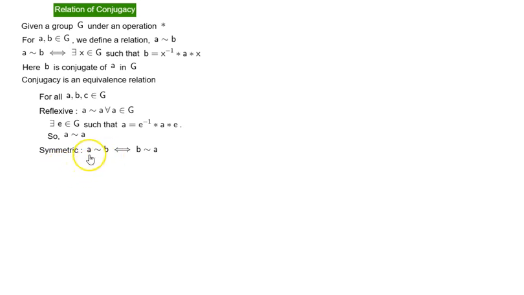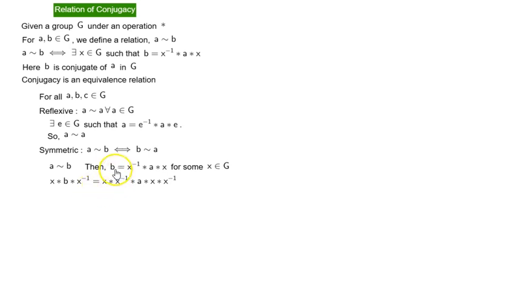Symmetric. B is a conjugate of A if and only if A is a conjugate of B. So let's again prove that. Let's start with B is a conjugate of A. Then we can write this in this form. So B is equal to X inverse times A times X for some X in G. Now let's left multiply by X on both sides and right multiply by X inverse on both the sides.